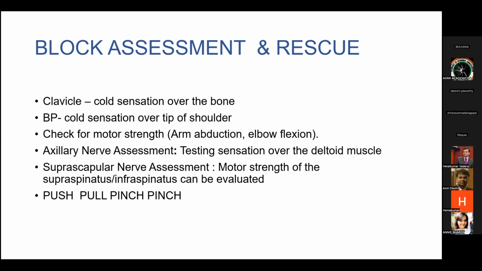Check whether the patient is able to abduct the arm and flex the elbow for motor function. The axillary nerve we need to check separately with deltoid muscle motor function and sensation over the deltoid, and the suprascapular nerve with motor strength of supraspinatus and infraspinatus, which can be tested by elevation, internal rotation and external rotation of the shoulder.